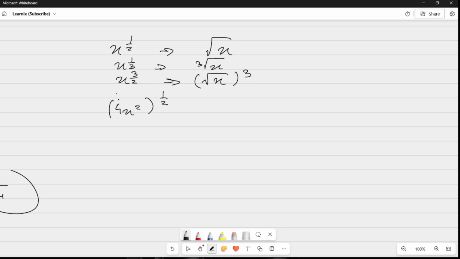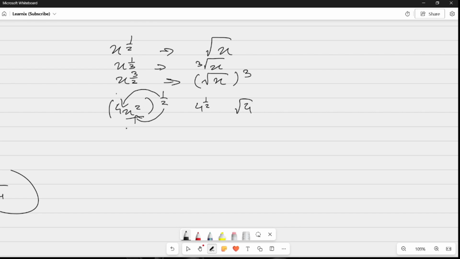And now let's say we have a slightly more complex example, 4x squared to the power of 1 over 2, right? Now don't freak out looking at this. It's going to be the same thing. We're going to take the index of this and put it on that as well as that. So what is 4 to the power of 1 over 2? Basically, it's the square root of 4, right? So we are going to write square root of 4, right?